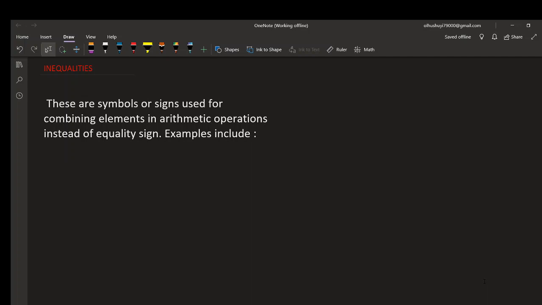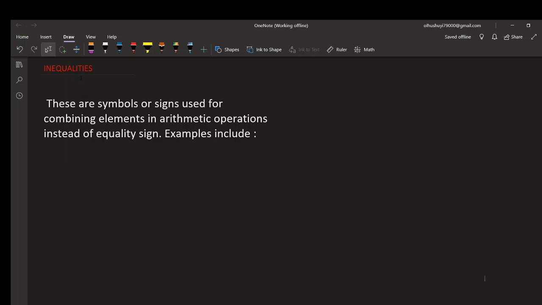So, quickly today we'll be talking about exactly what you are seeing on the screen, and that is inequality. What are inequalities? These are symbols or signs used for combining elements in arithmetic operations instead of the equality sign.